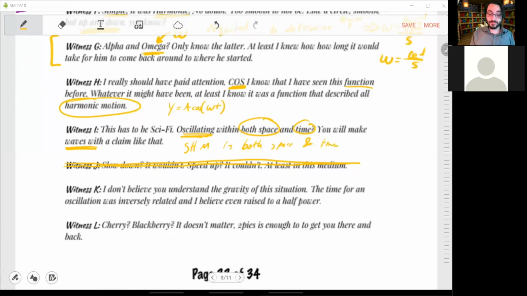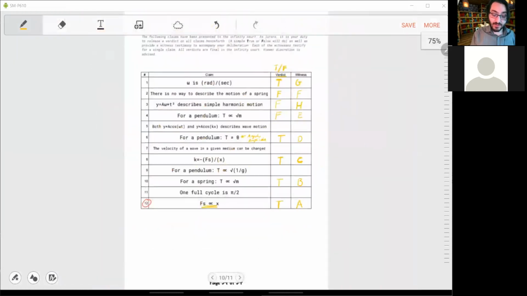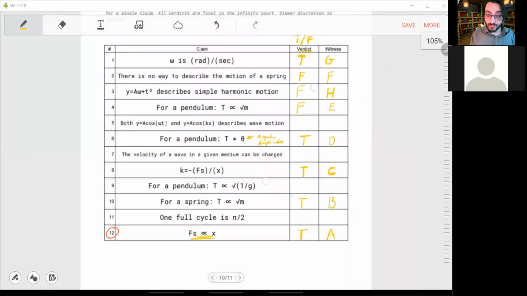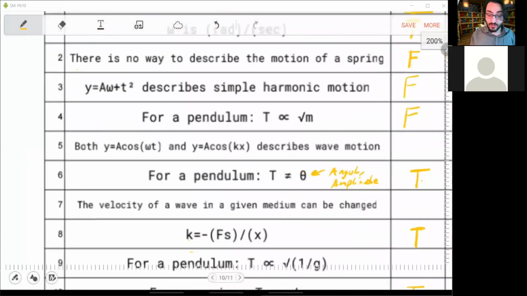And so, going over here, y is equal to a cosine omega t, time, and y is equal to a cosine kx, space, describes wave motion? Yes, that is true. And who says that? A, B, C, D, E, F, G, H, I: witness I says so. I'll just flat out say it here.